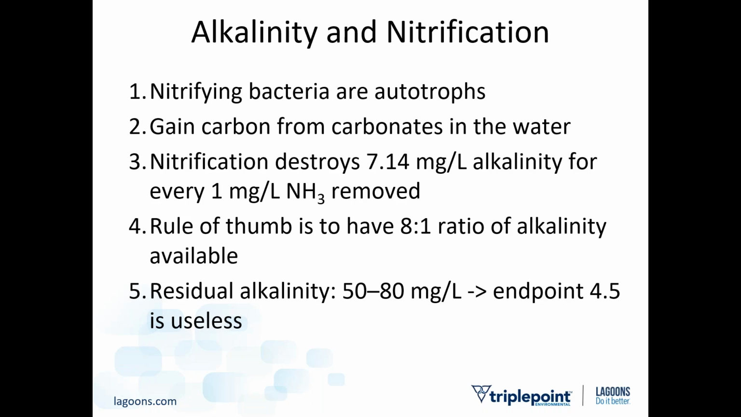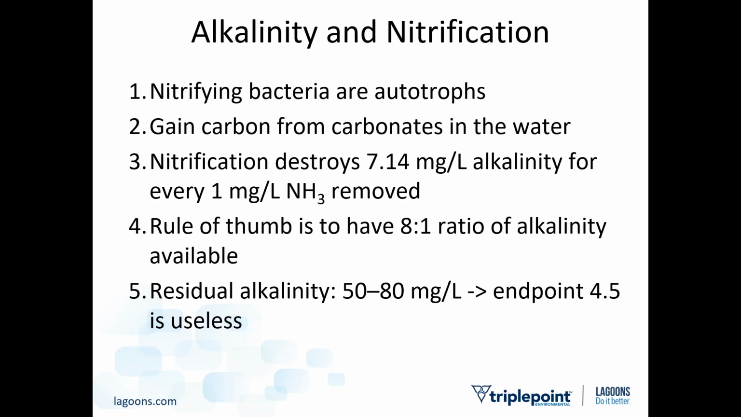So scientists have determined that the exact ratio from nitrification is that 7.14 milligrams per liter of alkalinity are destroyed for every 1 milligram per liter of ammonia removed. But that's usually rounded up to a ratio of 8:1. If you're checking if you have enough alkalinity to do ammonia removal, you take the amount of ammonia that you have, times it by 8, and that's roughly the amount of alkalinity that you need to have available for that process to be successful.